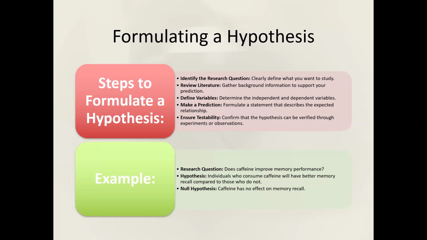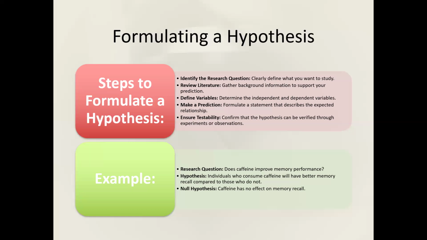And then let's study an example of a research question, and your hypothesis will be based on your research question. The research question is very important, and your whole research revolves around your research question. So let's say this is the research question: does caffeine improve memory performance? Now, there are two types of hypotheses which we studied, one is the alternative hypothesis, and the second one is the null hypothesis. The alternative hypothesis is that individuals who consume caffeine will have better memory recall compared to those who do not.